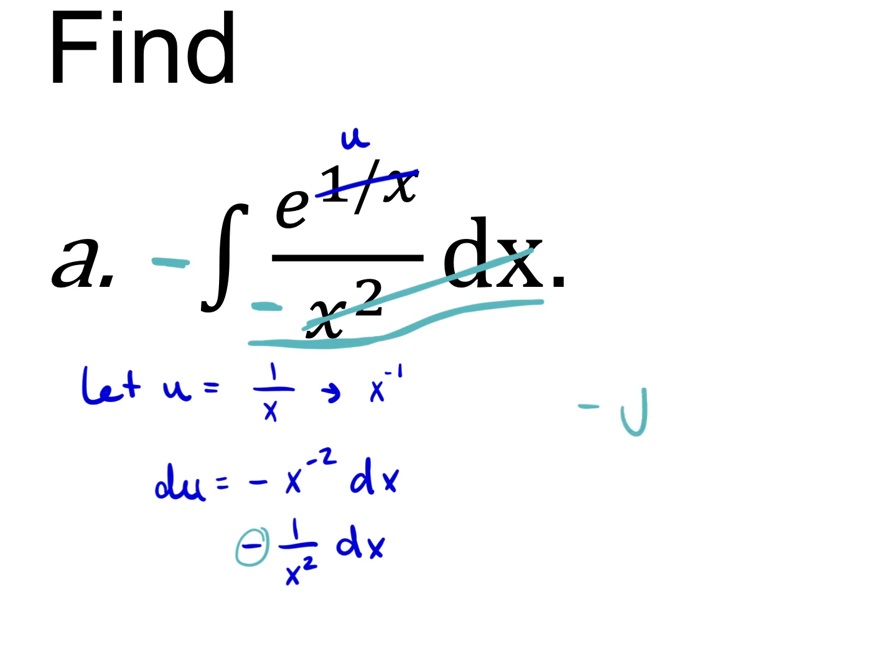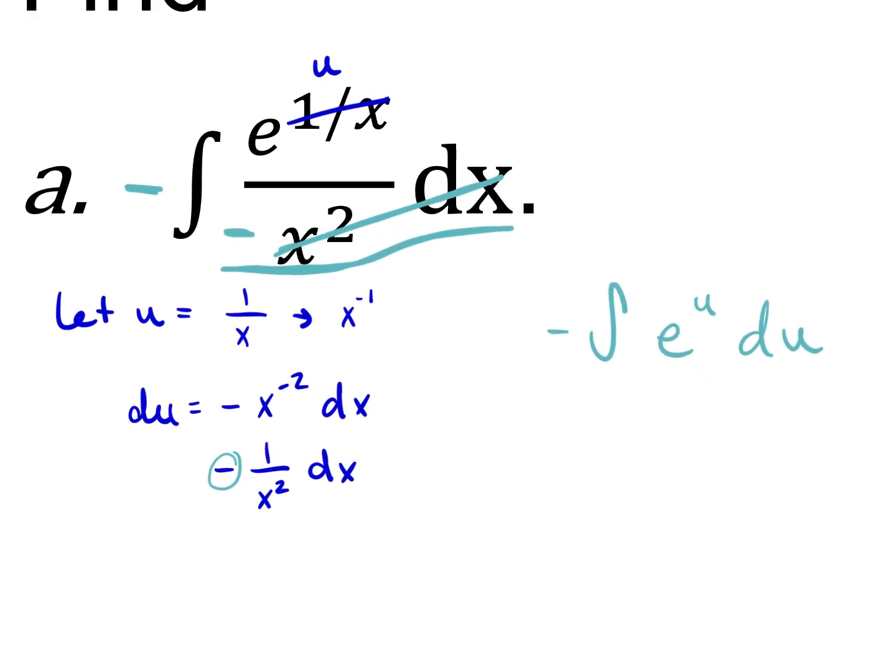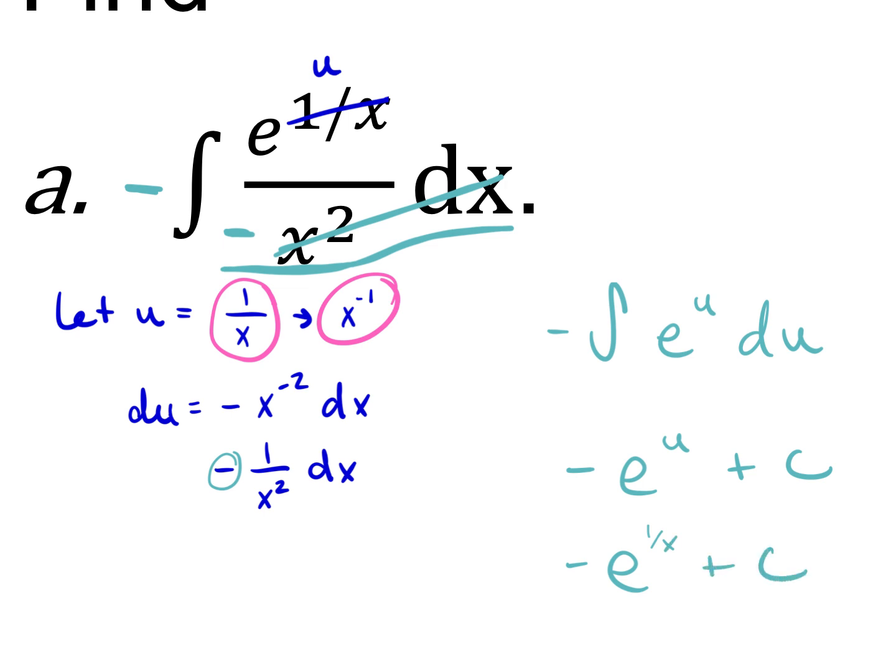So now I have negative times the integral of e to the power of u, and then negative x squared in our denominator times dx would be du. So when we take the antiderivative, we get negative e to the power of u plus c. And what's the last step? Plug back in the x's into the u. We can either plug in 1 over x or x to the power of negative 1. It doesn't matter. So we have negative e to the power, I'll call it 1 over x plus c.